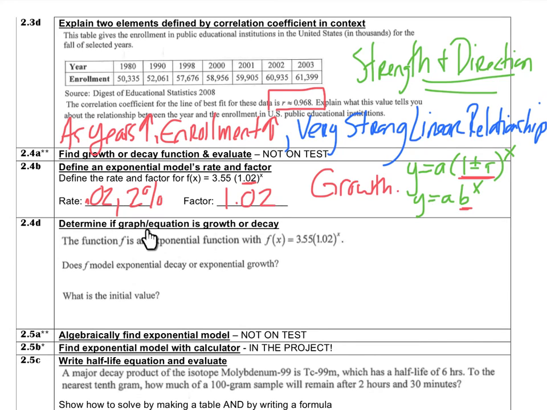2.4d, determine if a graph's equation is growth or decay. Again, we already touched on this one right here. When it's written in this format, where it's the initial starting amount and then the growth or decay factor, we can tell here that's the factor. If that's greater than 1, it's growth. What's the initial starting amount? It was the 3.55.